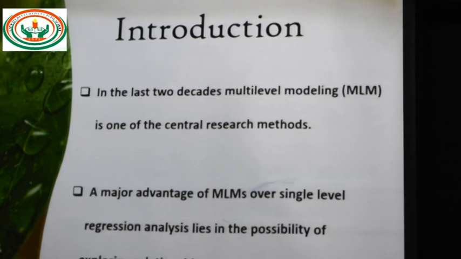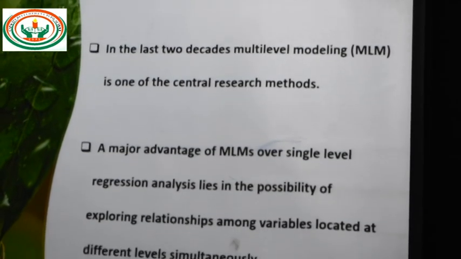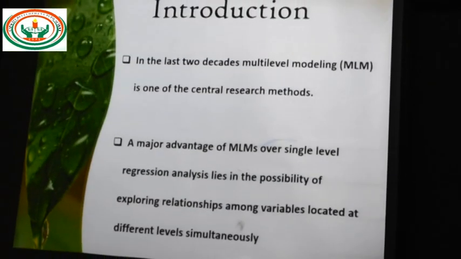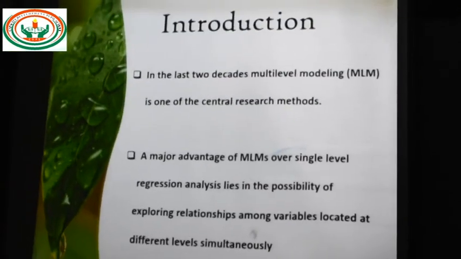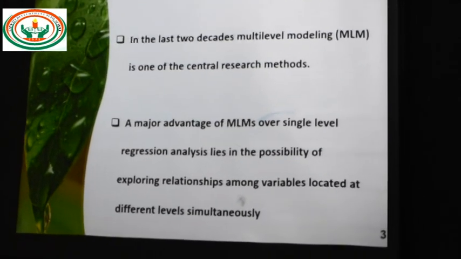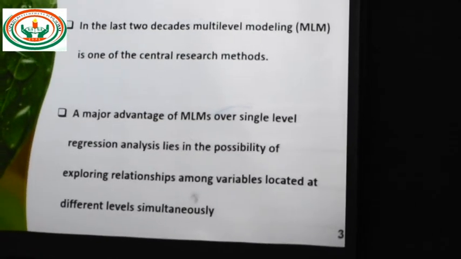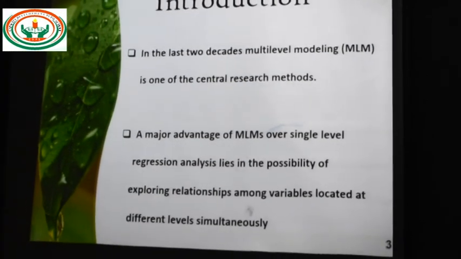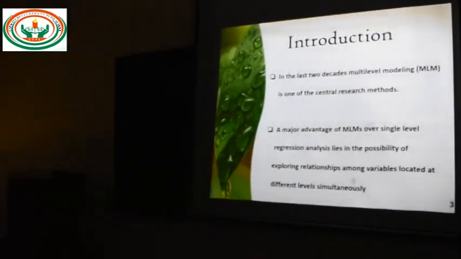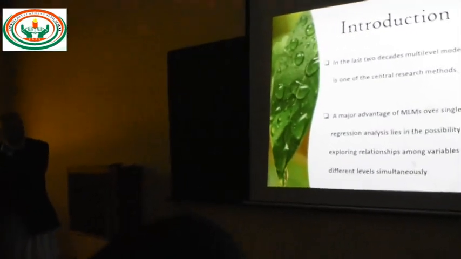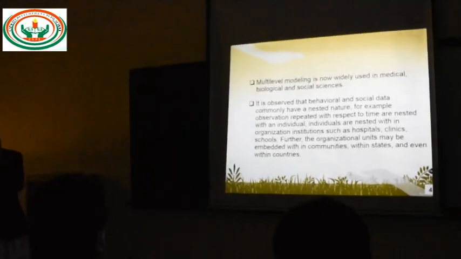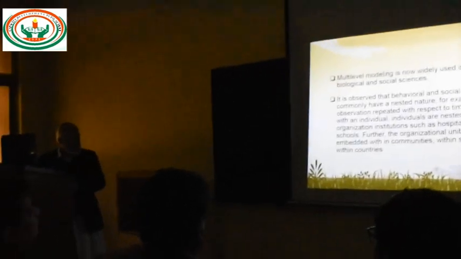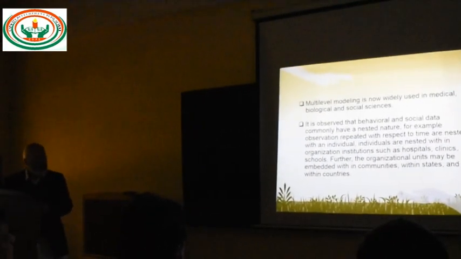A major advantage of multi-level modeling over single level regression lies in the possibility of exploring relationships in variables located at different levels simultaneously. So we have different levels, level 1, level 2, and so on, and we can make separate regressions and then combine them, or a mixed regression from the separate level 1, level 2 regressions. Multi-level modeling is now widely used in medical, biological, and social sciences.